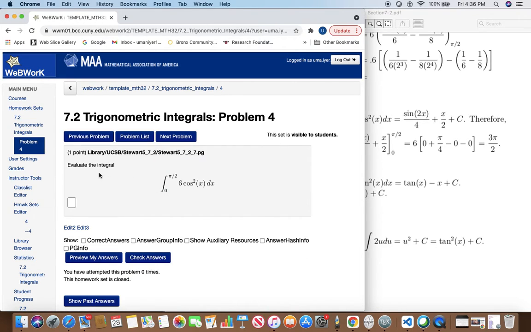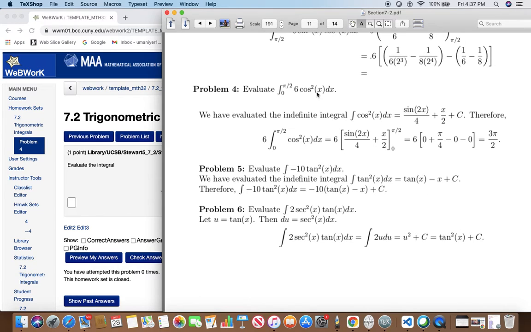Next, evaluate the integral. So this is a definite integral, 0 to pi by 2, 6 cosine squared x dx. So cosine squared, we are going to say, oh, we have already evaluated the integral of cosine squared x. We used the twice angle formula for it. Go through your notes or your earlier videos. You will find the integral of cosine squared x is sine 2x over 4 plus x over 2 plus a constant of integration.